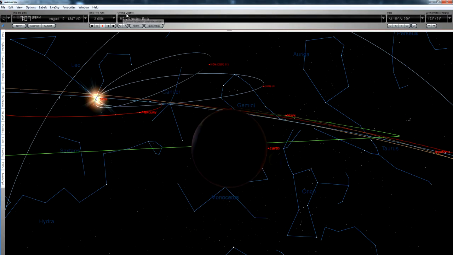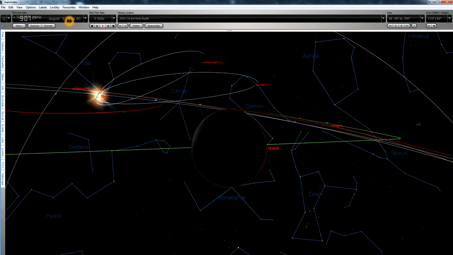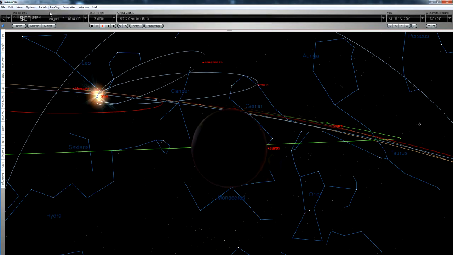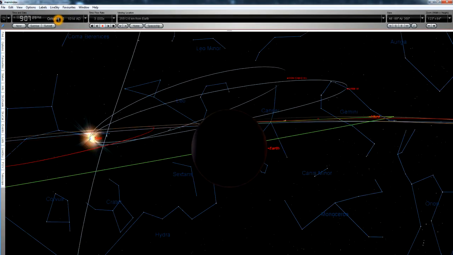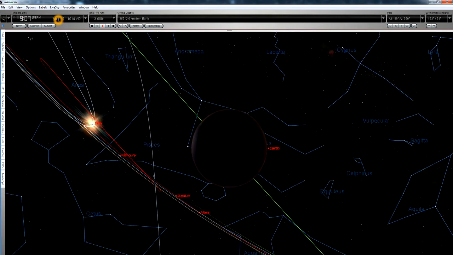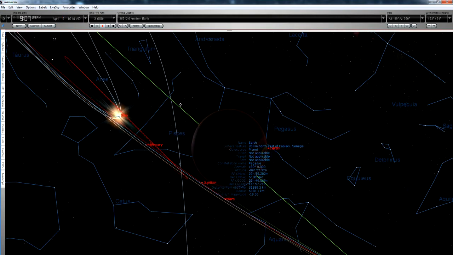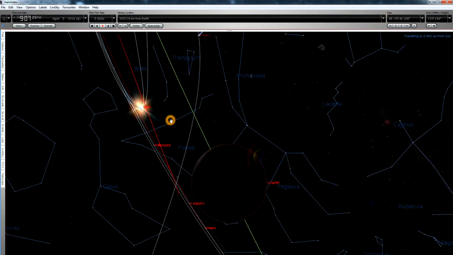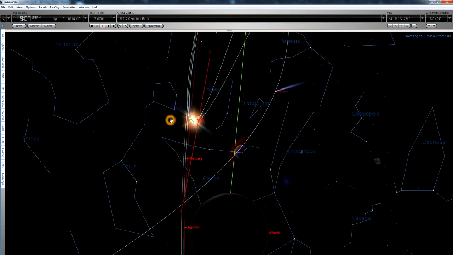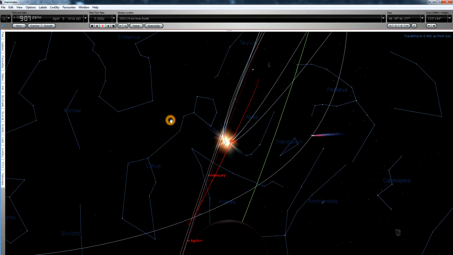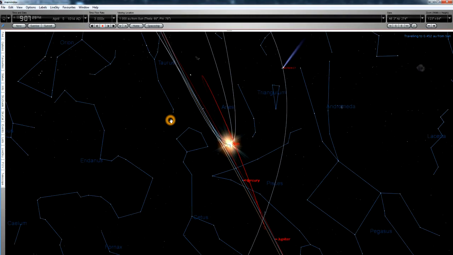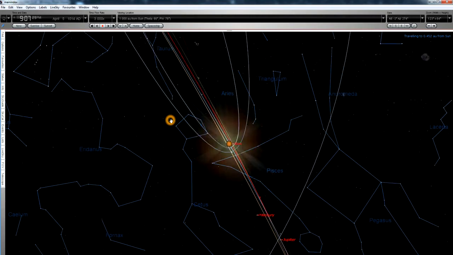So, I've already loaded those elements up. Let's go back to 1014. And let's see, when was perihelion on this comet? It was April 1014. There we go. Now let's go back to the Sun. And we'll get a good overview of the solar system, see if that orbit looks anything like the Great Comet of 1680 or ISON.